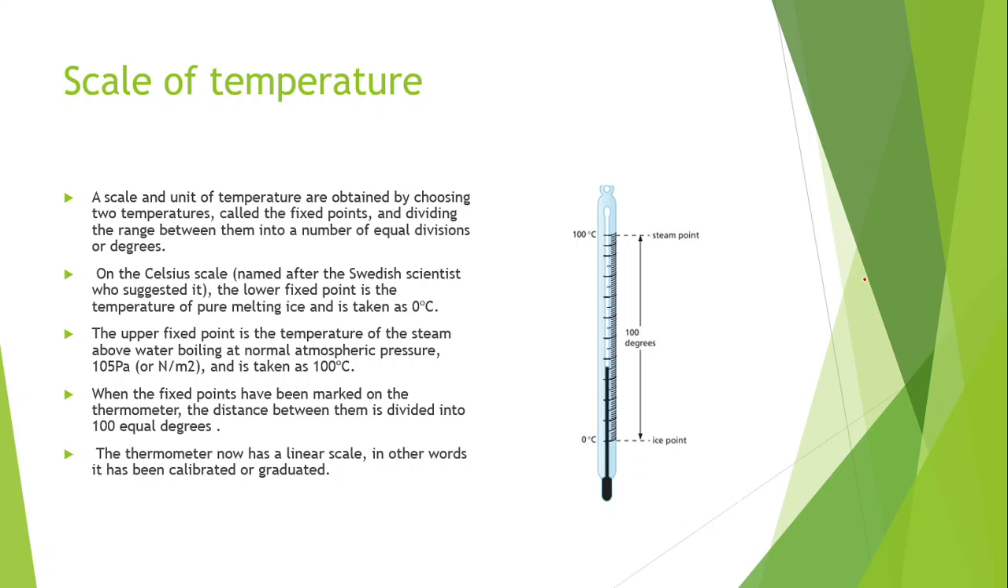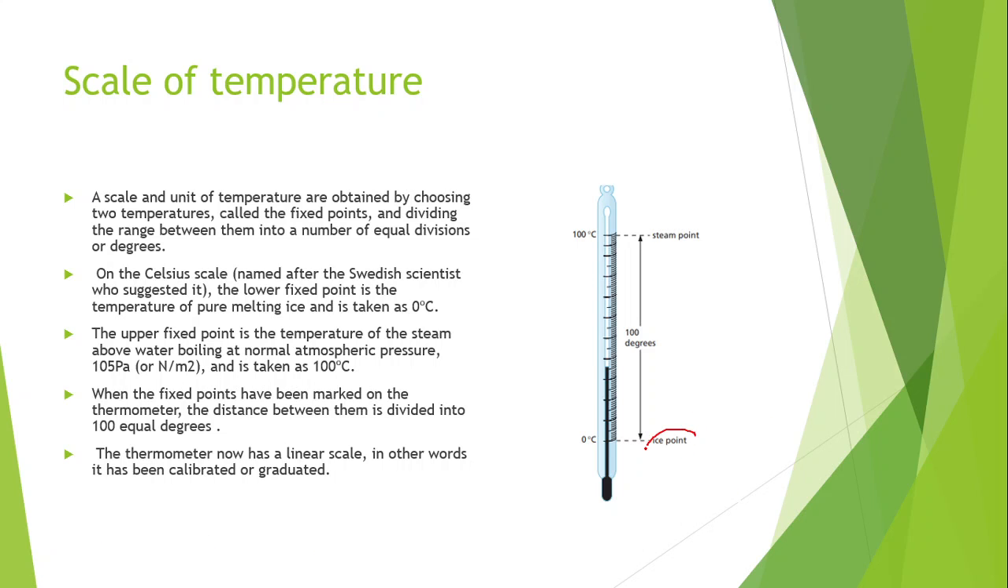When the fixed points have been marked on the thermometer, the distance between them is divided into 100 equal degrees. The thermometer now has a linear scale. In other words, it has been calibrated or graduated. So what happens is that we have an ice point and then we have a steam point, as it is written right over here.